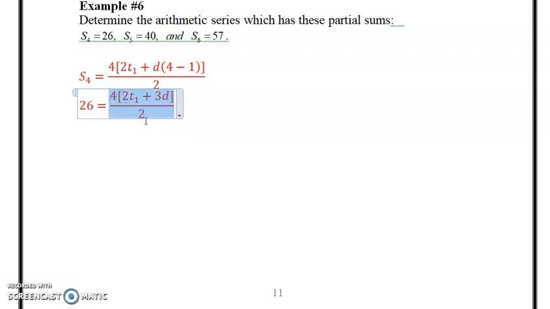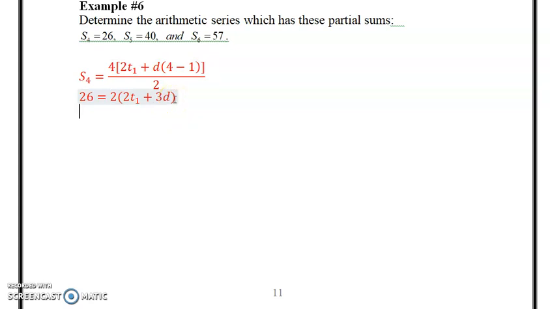So taking 4 divided by 2 ends up giving us 2 times the bracket t1 plus 3d. I'll simplify it, because we take the 4 divided by 2, and that gives us a 2 out in front. The 2 was already with the t1, and then 4 minus 1 gives us 3 times d, which is 3d. So that's what we end up with.